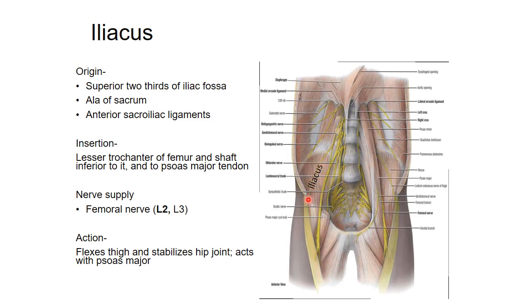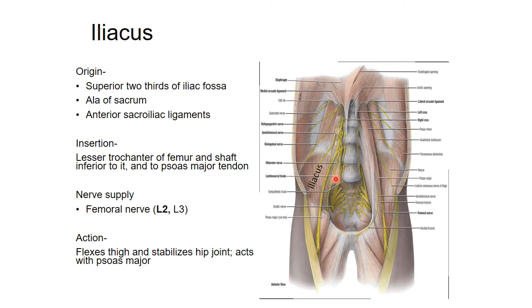So the superior 2/3 of the iliac fossa gives attachment to the iliacus muscle. Then apart from this is the sacrum. Okay, so this will be the promontory. The sides of this are called the ala of the sacrum. So the anterior surface of the ala of the sacrum also gives attachment to the iliacus.